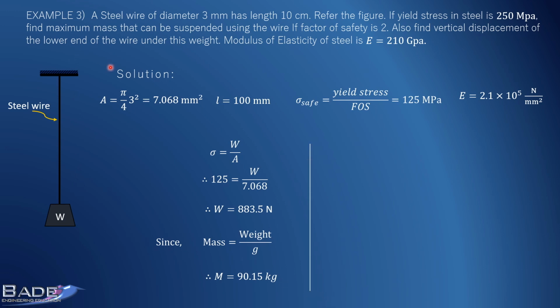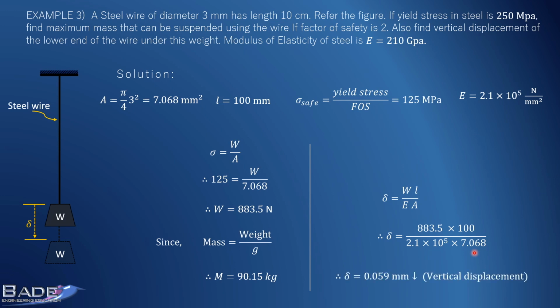Now, what else is asked in the problem? Vertical displacement. So watch here, vertical displacement. So when you hang this load, wire extends. This is elongation of the wire. So use the formula. Delta is PL by EA. Here we have used notation W, that is load on the wire. So 883.5 Newton, that is load on cross section of the wire, length of the wire, 2.1 into 10 raised to 5, that is Young's modulus of the wire, and cross sectional area. Just substitute the values and complete the calculations.